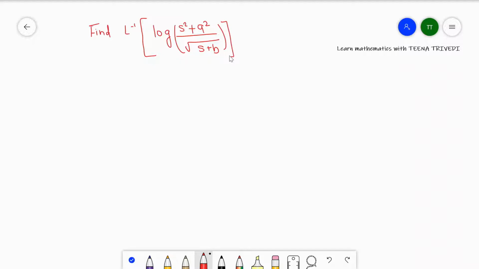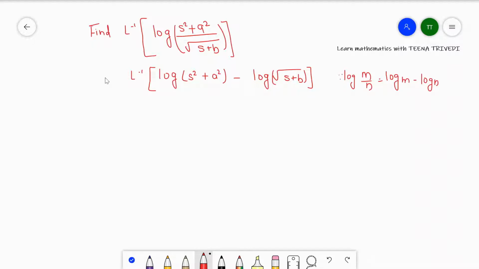So first of all we have to convert this log m upon n into log m minus log n. So we are using that formula. So log (s square plus a square) minus log root (s plus b). What formula am I using here? I am using log m upon n, which is equal to log m minus log n.